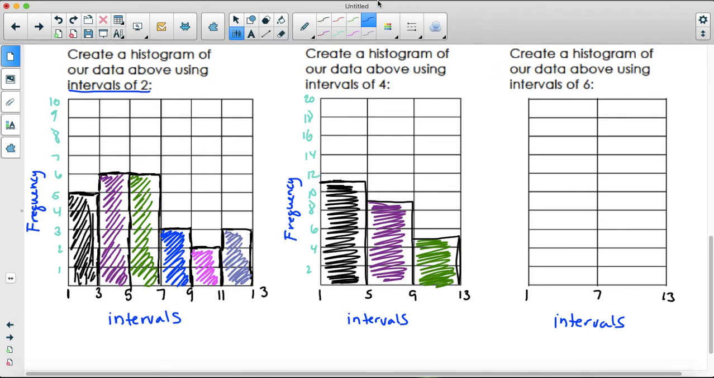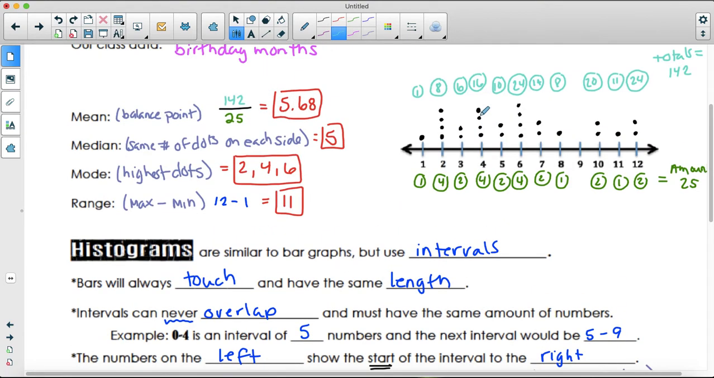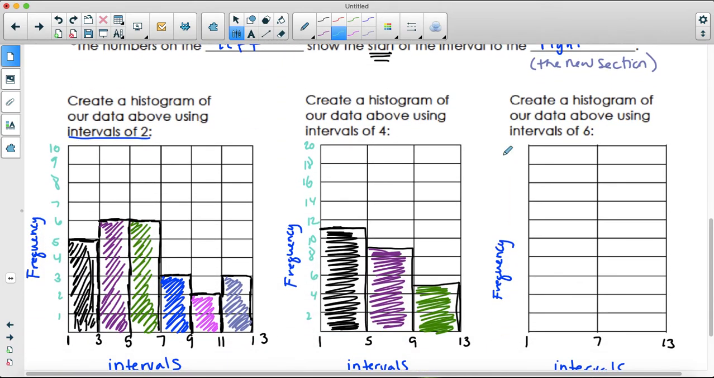So for frequency, we can potentially count up to 20 again, because we know that there's only 25 total, and we can see in our data that all 25 of them are not in the first half of the year. So we can just count up to 20 again. So 2, 4, 6, 8, 10, 12, 14, 16, 18, 20.